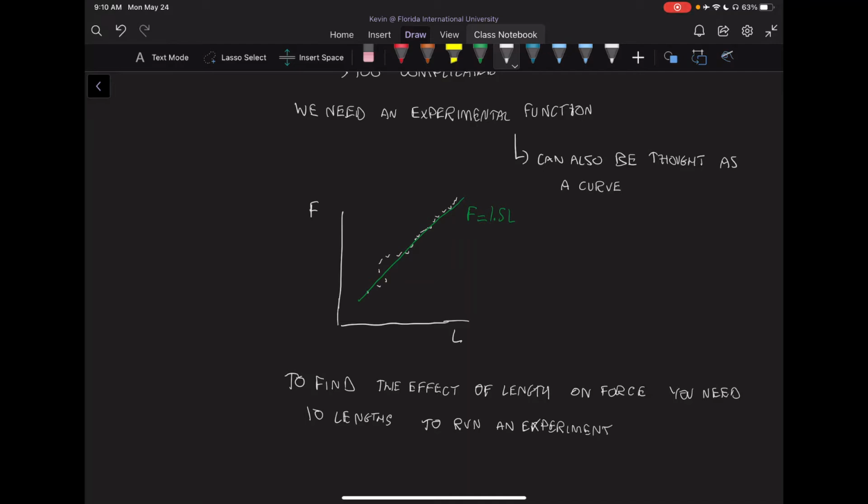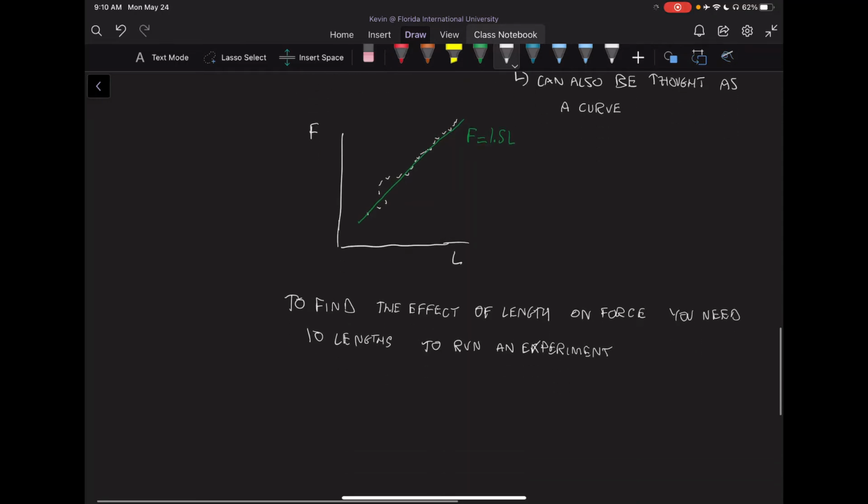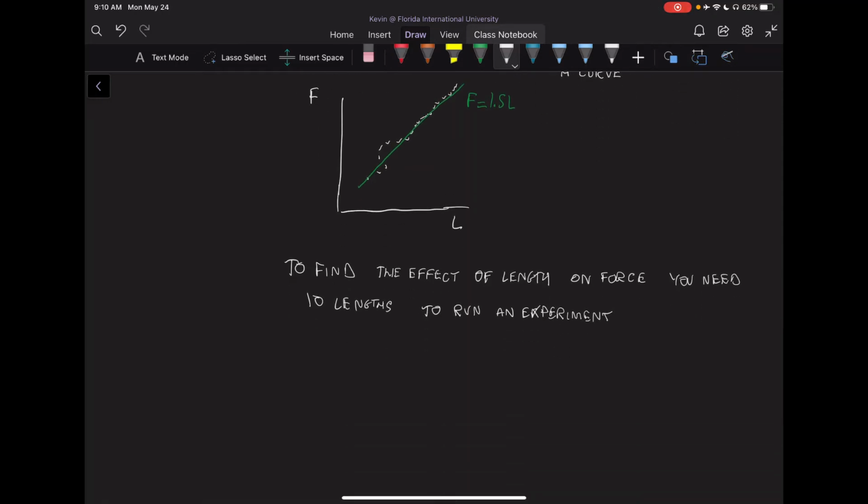And in order to run these 10 lengths, you also need to keep all other things constant. Okay, so remember our force is a function of length, velocity, density, and viscosity. We need to keep all others constant while we do the changes in length to find the relation between force and length.